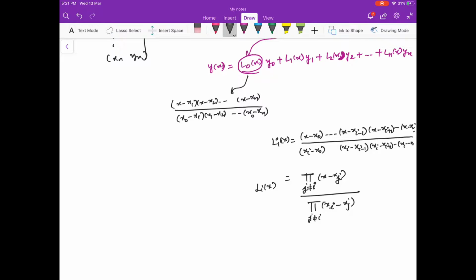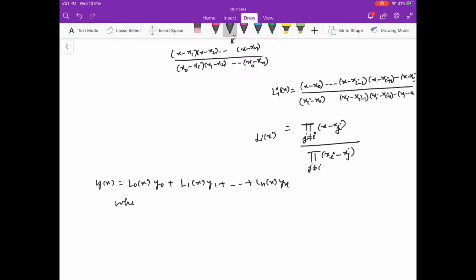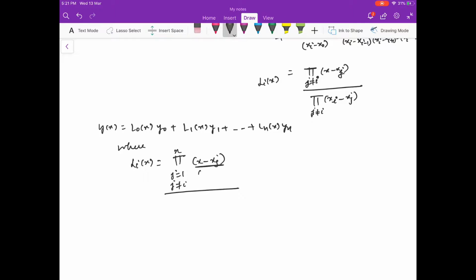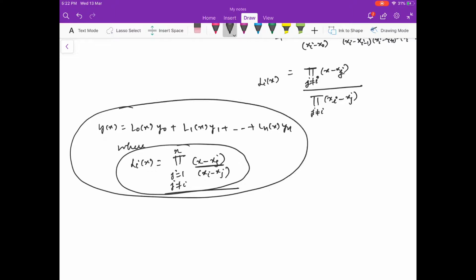So you can write your polynomial as y of x is equal to L0 of x y0 plus L1 of x y1 plus up to Ln of x yn, where Li of x is equal to the product over j from 0 to n, j not equal to i, of x minus xj divided by xi minus xj. You can simply write it here, you don't have to write it separately. So this is your Li of x, and this is the required polynomial. This is called Lagrange interpolation.